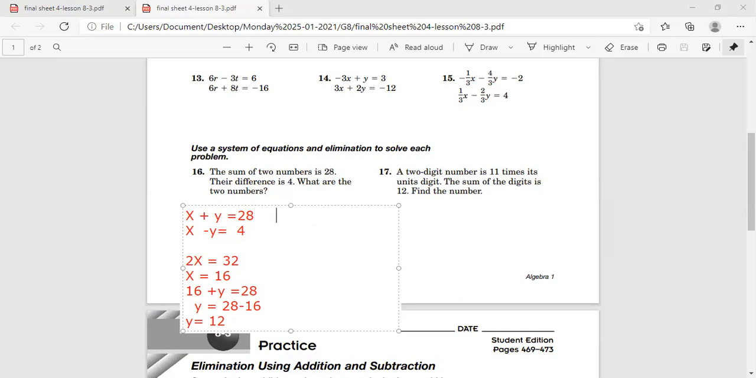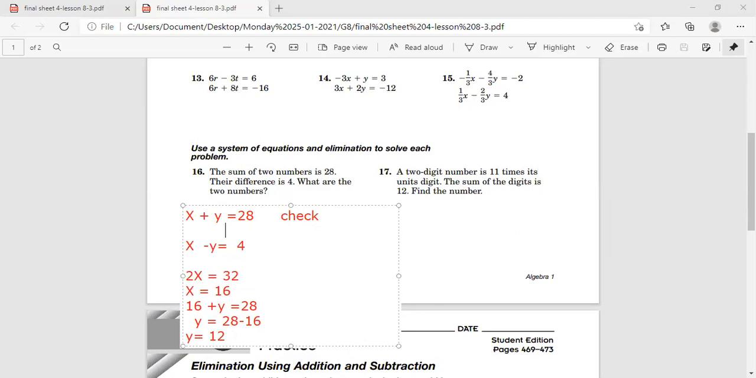Is there anyone who can tell me how we will check our answer? We want to check our answer. Tell me please. Replace x and y. First, we will replace in the first equation. We found x equals 16, right? 16 plus the second number, 12. Is this equal to 28? Yes. So the left side equals the right side.